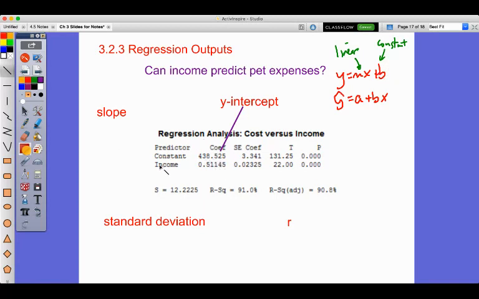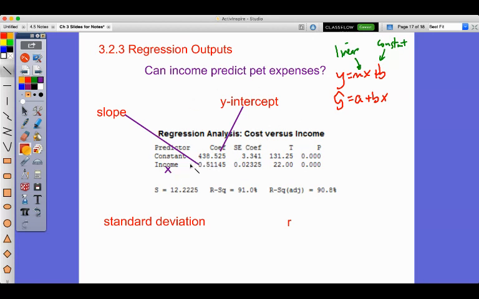The income tells me first and foremost that this is my x variable. Okay, my x variable is income. This is cost versus income. Usually it's y versus x. All right, we're measuring y as x changes. So this is my x, and we're going to write my mx plus b, or my a plus bx, all right? But this must be my slope, okay? So the question is, can income predict pet expenses? So this is the cost of having a pet versus income.